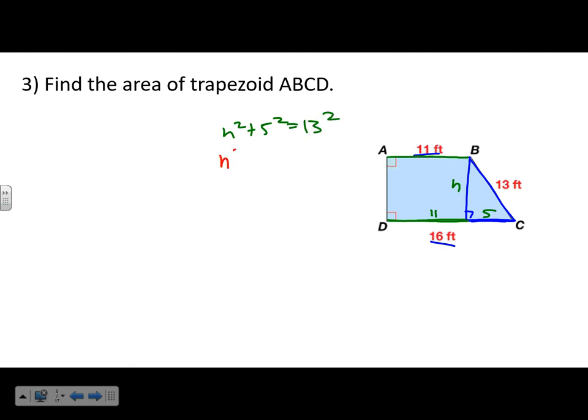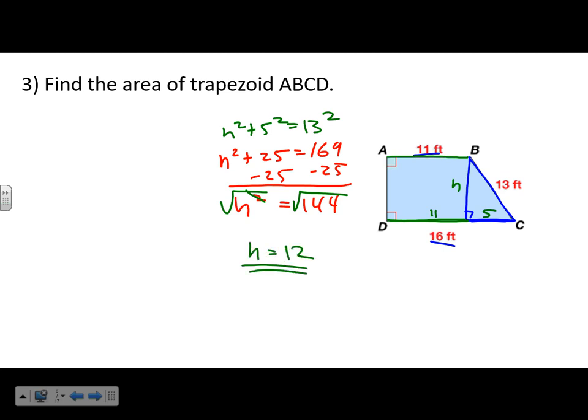H squared plus 25 is equal to 169. Subtract 25. H squared is equal to 169 minus 25, which is 144. And don't forget, take the square root of both sides. I know this isn't drawn to scale, but the height being 144 is a little bit extreme. So the height for this one is 12.